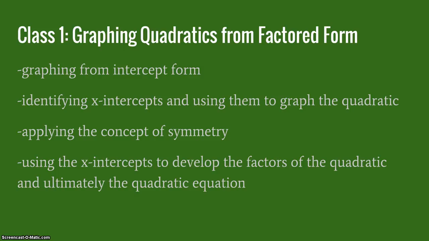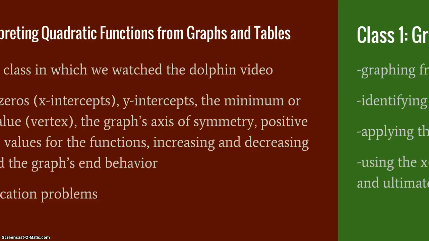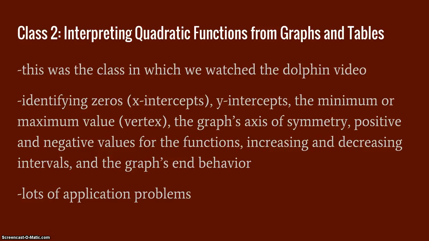And then we were able to work backwards. Given the graph, obviously we had the x-intercepts, we were able to develop the factors of the quadratic and then FOIL those out, or use the distributive property to multiply those out and ultimately get back to the quadratic equation. That was really cool.